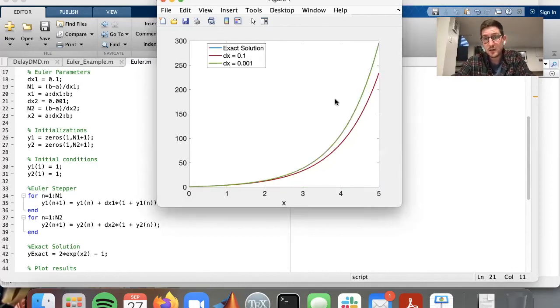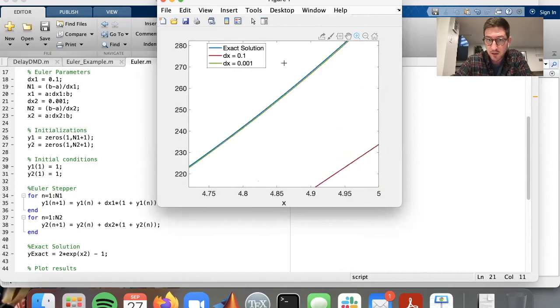And you can see it as well on here. It's almost impossible to distinguish the blue and the green curves. Our approximate solution with a super small step size is basically the exact solution. If I zoom right in here, now you can see some distinction between these two things, but it is very, very, very small. Okay, so that's just a little demonstration of how you can implement these things numerically on a computer.